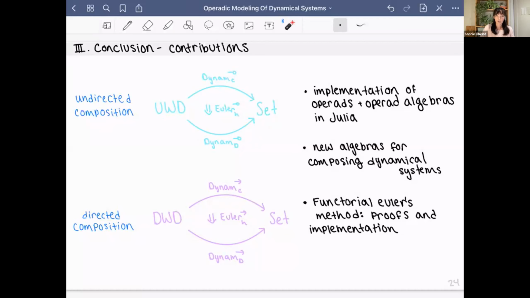We also give some new algebras for composing dynamical systems, often extensions of previous work. And lastly, we also have functorial Euler's method, both proving that these are indeed natural transformations and also implementing them in algebraic dynamics.